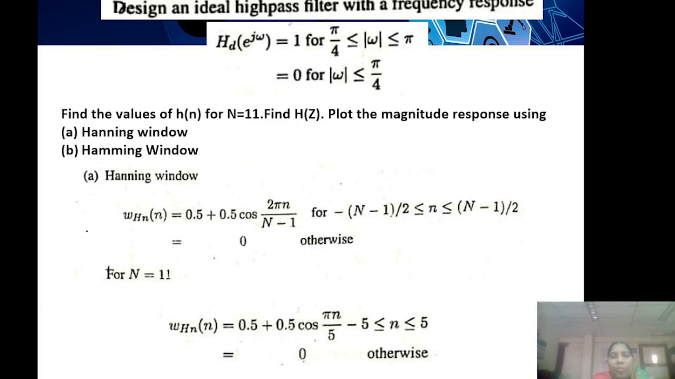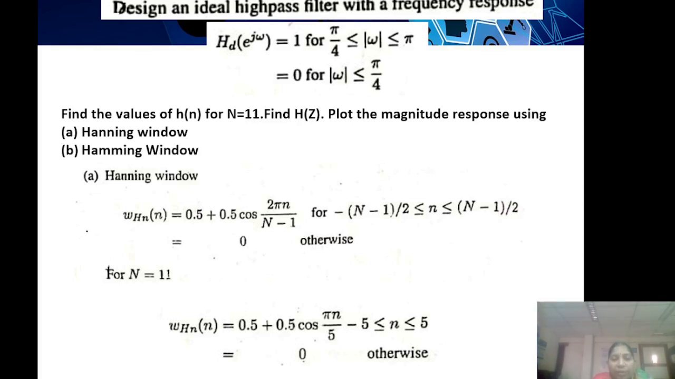The given problem is to find h(n) for N = 11, find H(z), and plot the magnitude response using two different windows: one is the Hanning window, another is the Hamming window. Using these windowing techniques, we are going to solve this problem. First let us do it for the Hanning window.